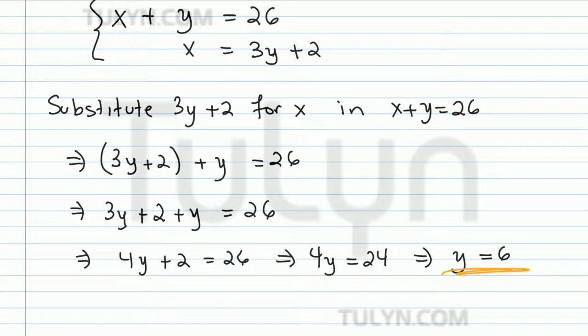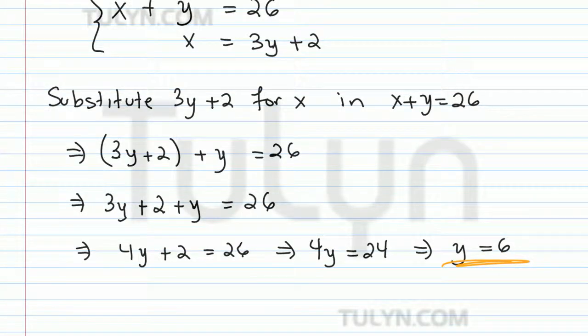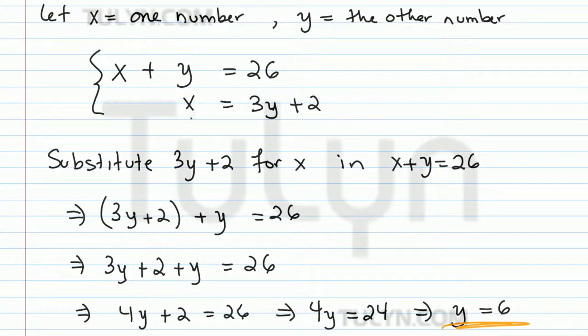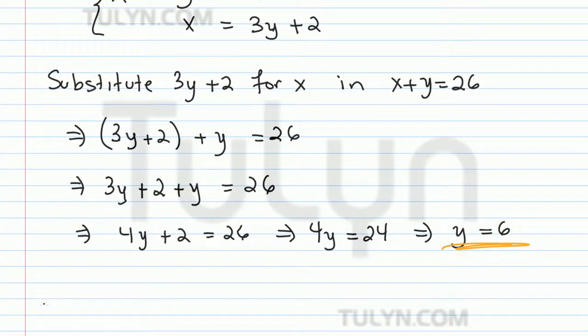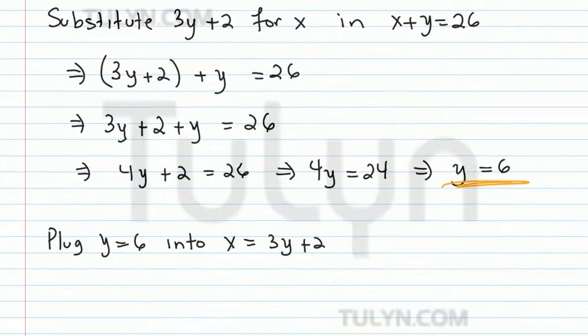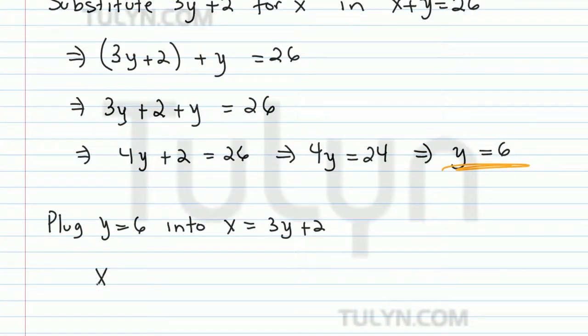So great, we found our y, and now we get to find our x. And you can plug it into either equation. I'm going to plug it into the second equation, but plugging it into the first is just as good. So plug y equals 6 into x is equal to 3y plus 2. So we get that x is equal to 3 times 6 plus 2, which is 18, plus 2, which is otherwise known as 20.